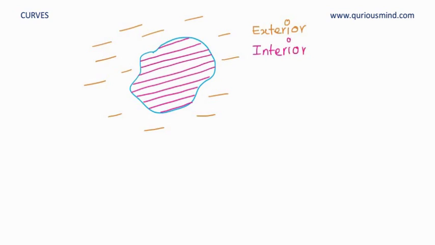Now let me have some points. So if I have a point A here, point B here, point C here, point D here, then which point is in the interior of the curve? Definitely point B is in the interior. So point B is in the interior. And which point is in the exterior? I can see that point A and point C, both these points are in the exterior.